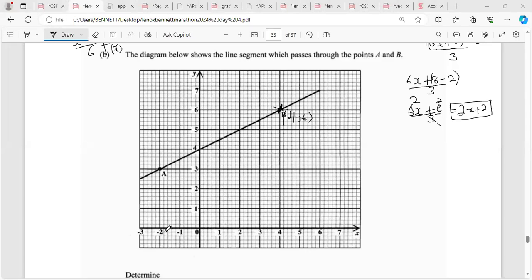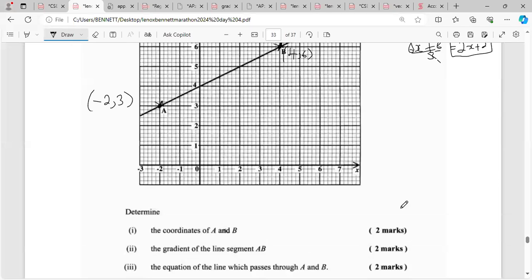All right, so this now is point A. So we have -2, and then we go across. So it would be -2, +3. That's A, while B was +4 and 6. So it's really the intersection, right? So that will give you your first 2 marks for that one.